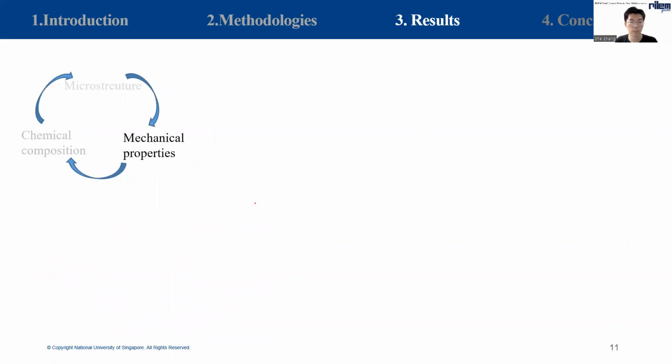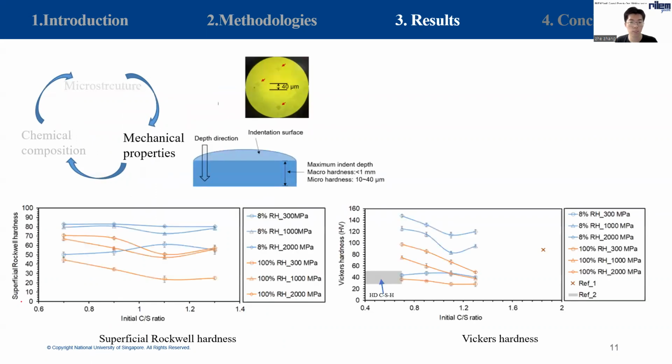After preparing the samples with well-controlled calcium silicate ratio and porosity, the next step is to test their mechanical properties under different conditions. Superficial Rockwell hardness and Vickers hardness are used to evaluate the macro and micro hardness of CSH samples respectively, with different calcium silicate ratio, water content, and porosity. In the two graphs, the x-axis is the initial calcium silicate ratio, and the y-axis is the hardness results.